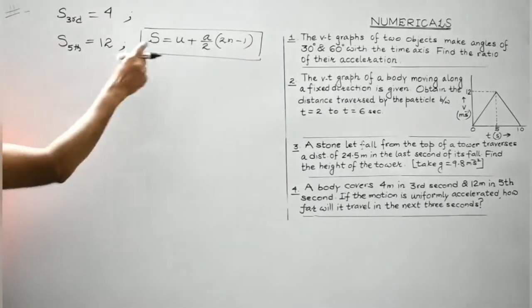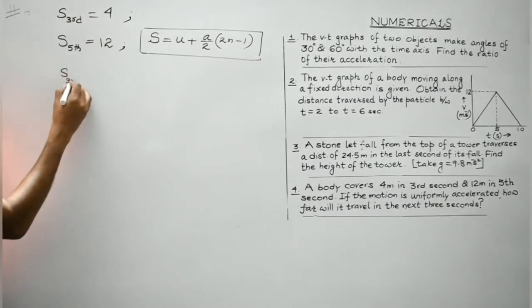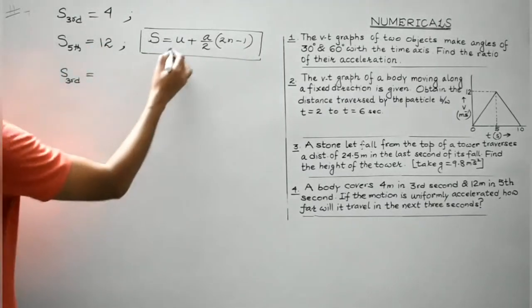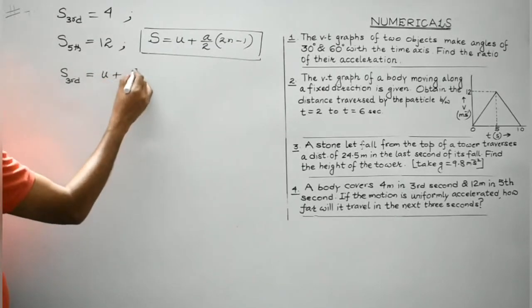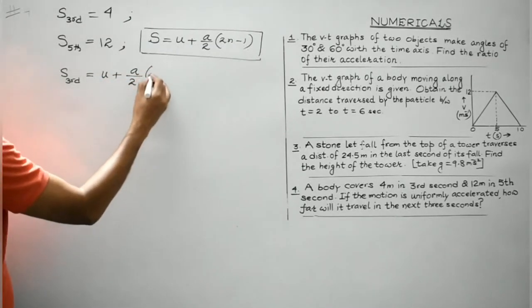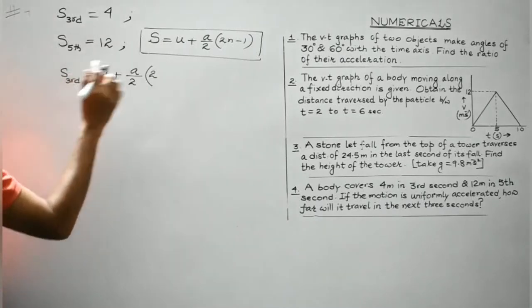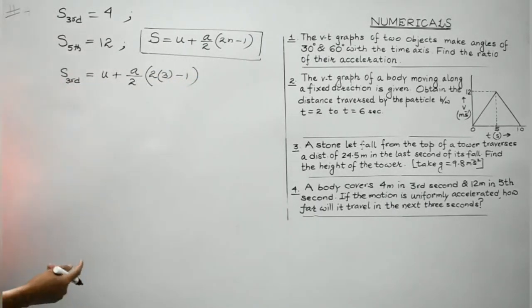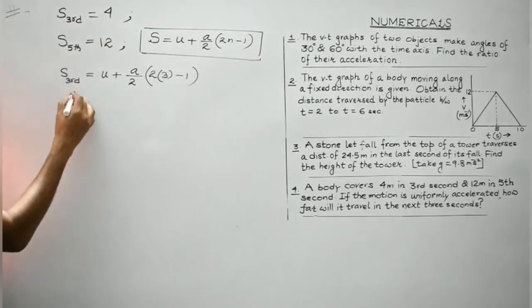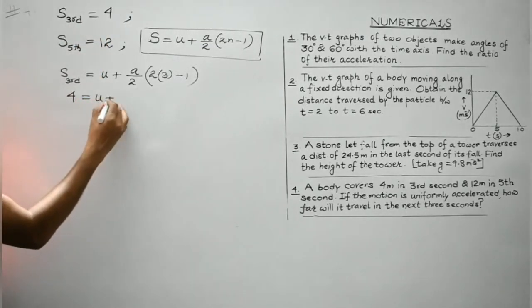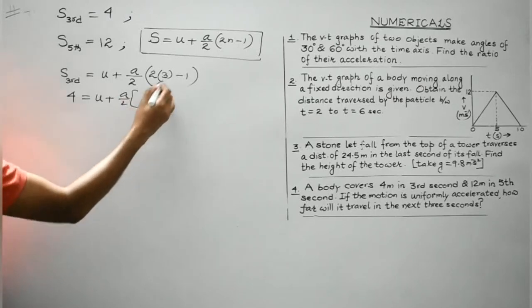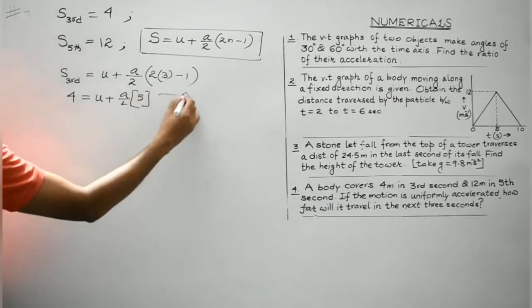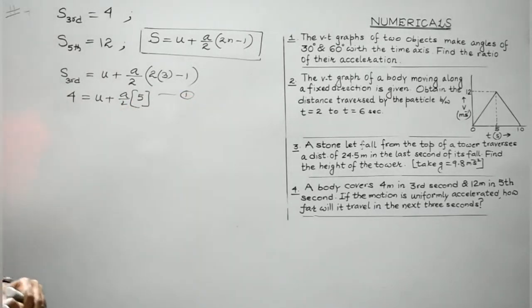Okay. Now S third. Let's consider the first equation. Let's say initial velocity be u, acceleration be a. So 2 in place of n, substitute as 3 minus 1. So what you get is S third is given to be 4. So the first equation will be 4 is equal to u plus a by 2, 6 minus 1, that is 5. Put this as equation number 1.